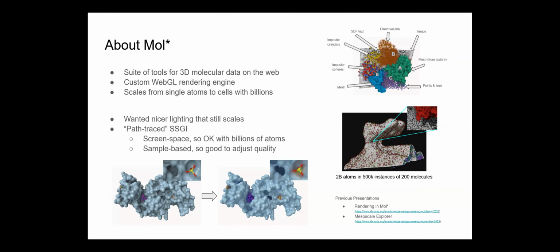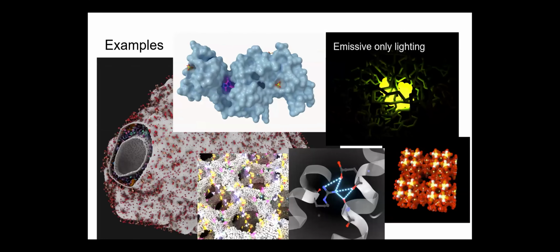Here I want to talk a bit about how we added nicer lighting that works okay for all the use cases, so it scales from a few atoms to whole cells. Essentially, how we get from the image in the bottom left to the image in the bottom right, using some kind of path-traced screen space global illumination.